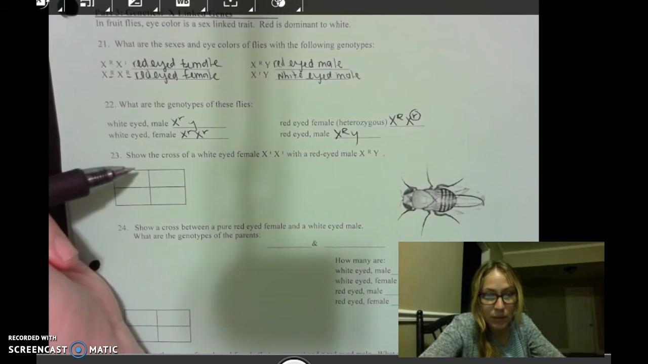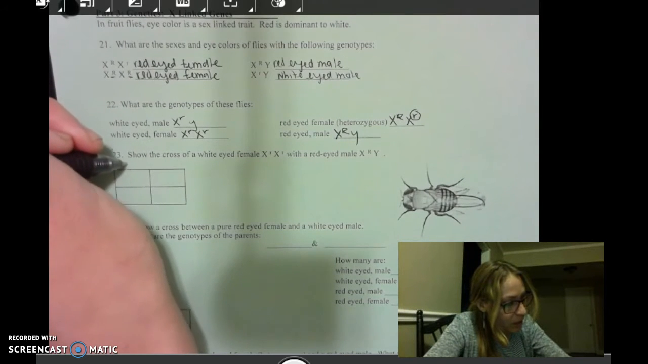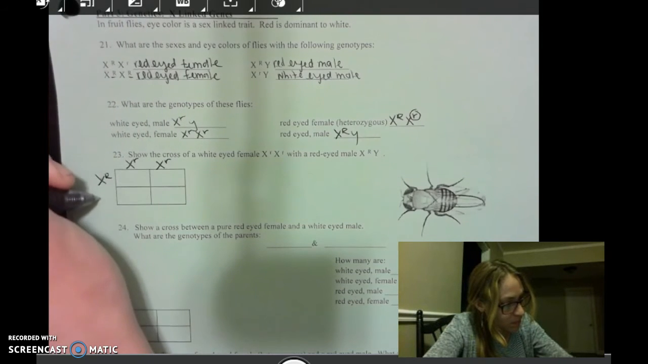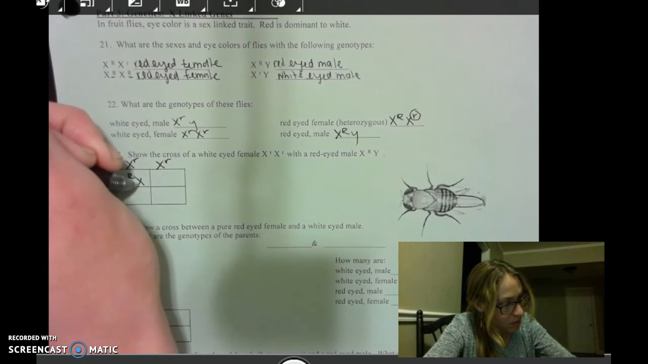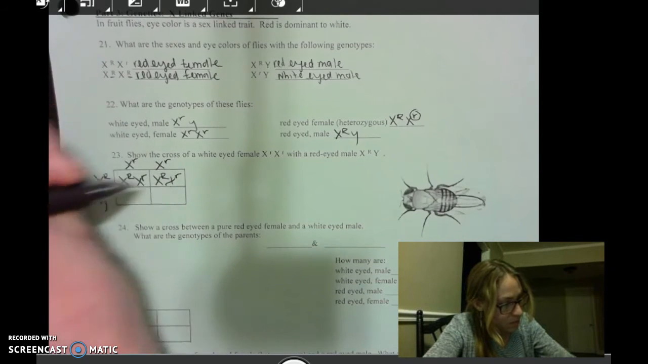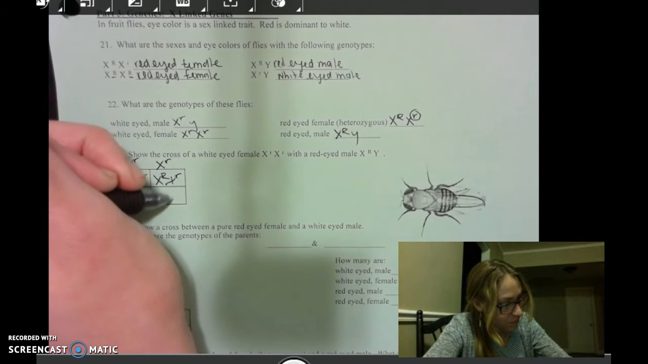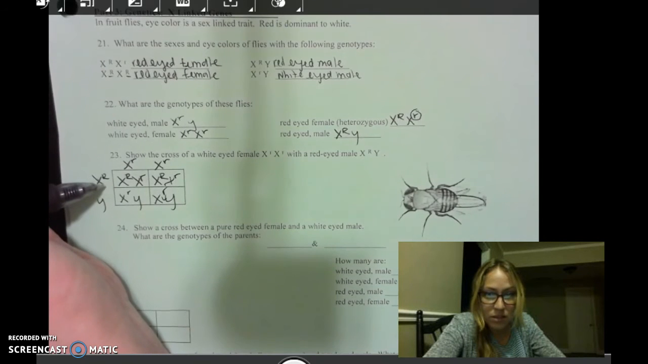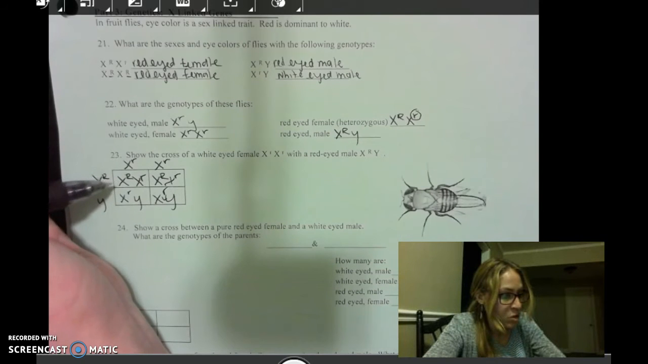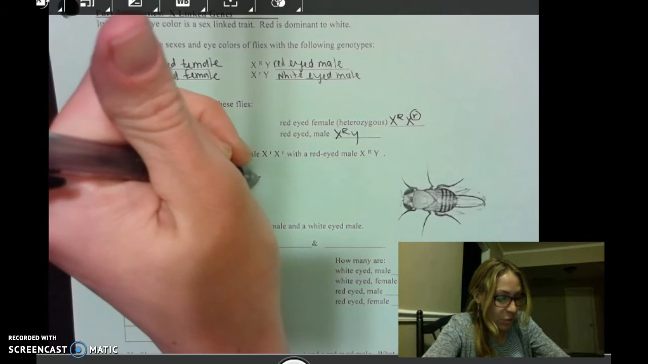So we've got a cross between a white-eyed female and a red-eyed male. So that's going to look like this. Got that dominant R there, that recessive r for both of these. So here, it's kind of an interesting scenario. If I've got a dominant R from the dad, he can only give that dominant R to his females. So 100% of the females will be red-eyed.